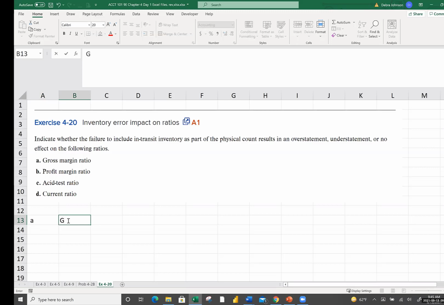The gross margin ratio. We already know what this one is, but we'll get it into our notes. This is calculated as the gross profit on the top, which in case you've forgotten what that is, sales less cost of goods sold, divided by the net sales on the bottom. And let me fix that.